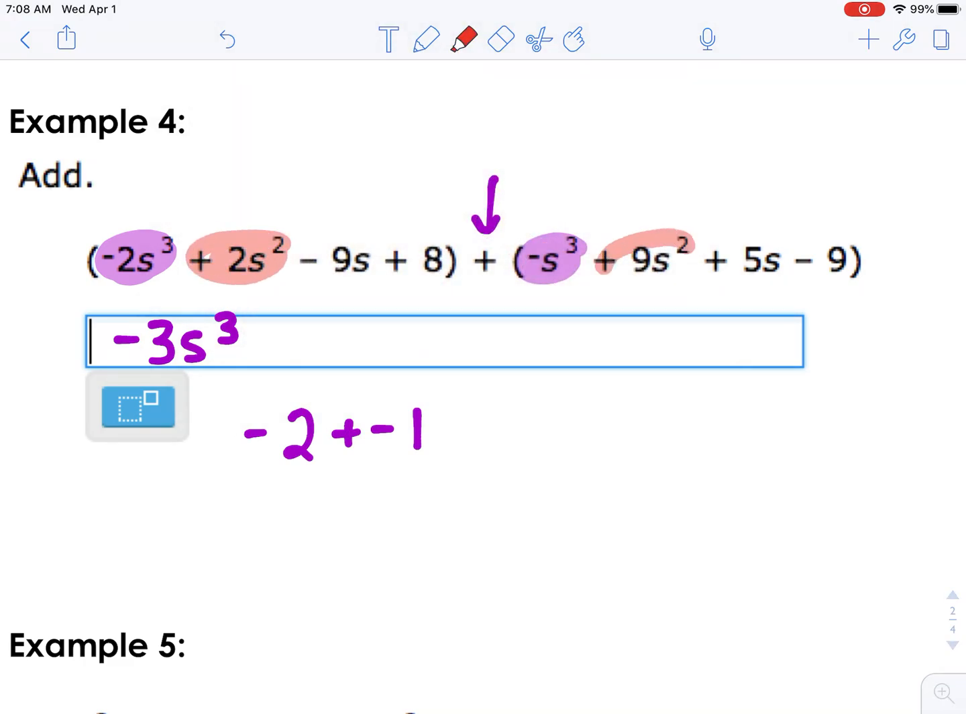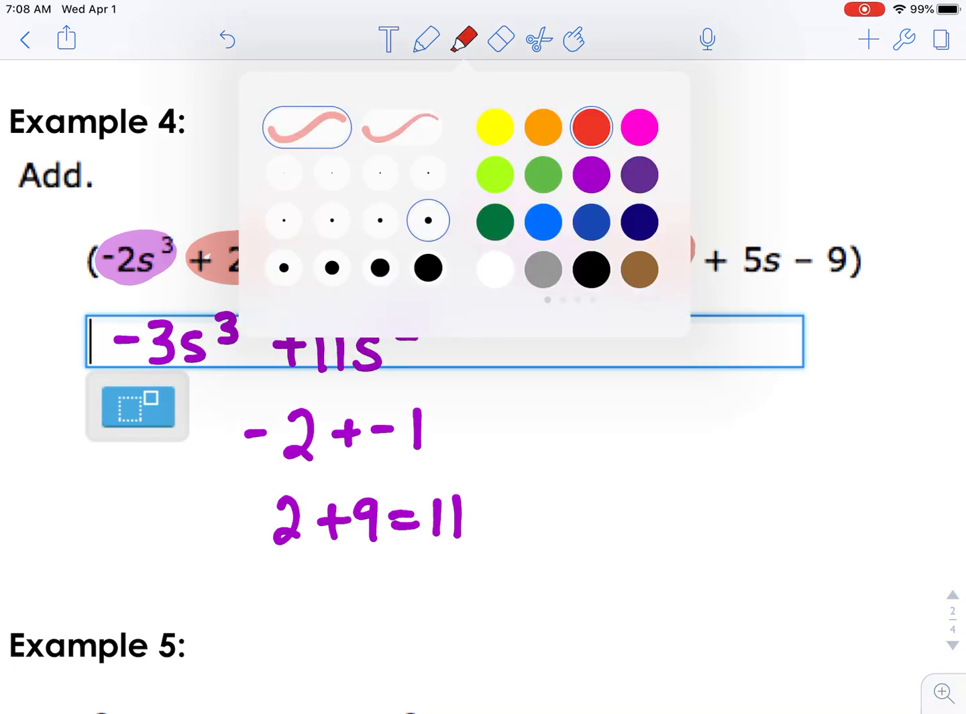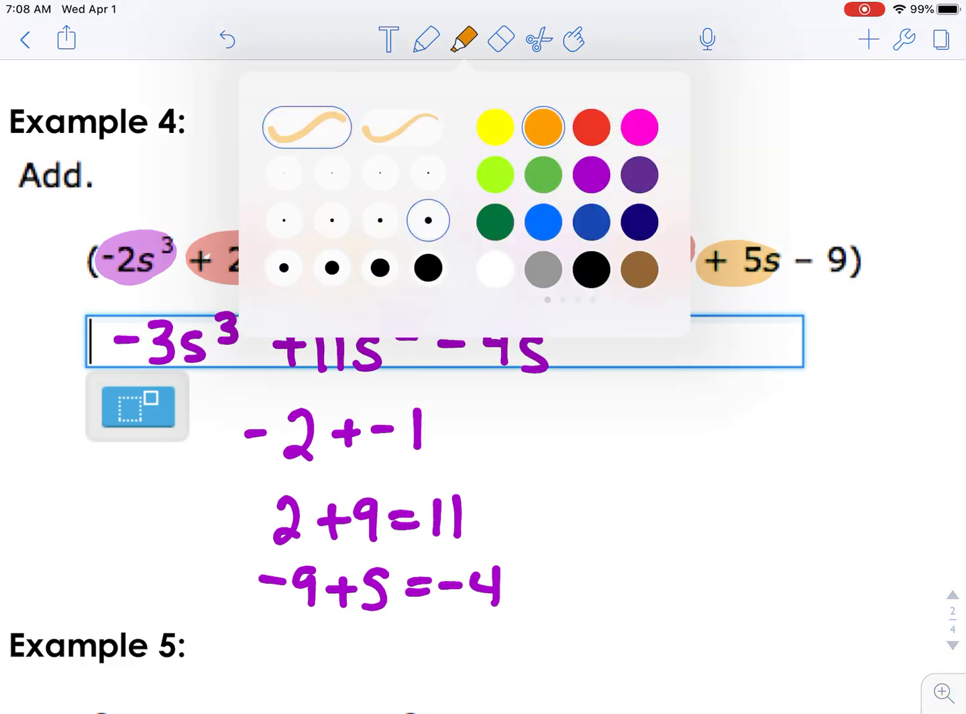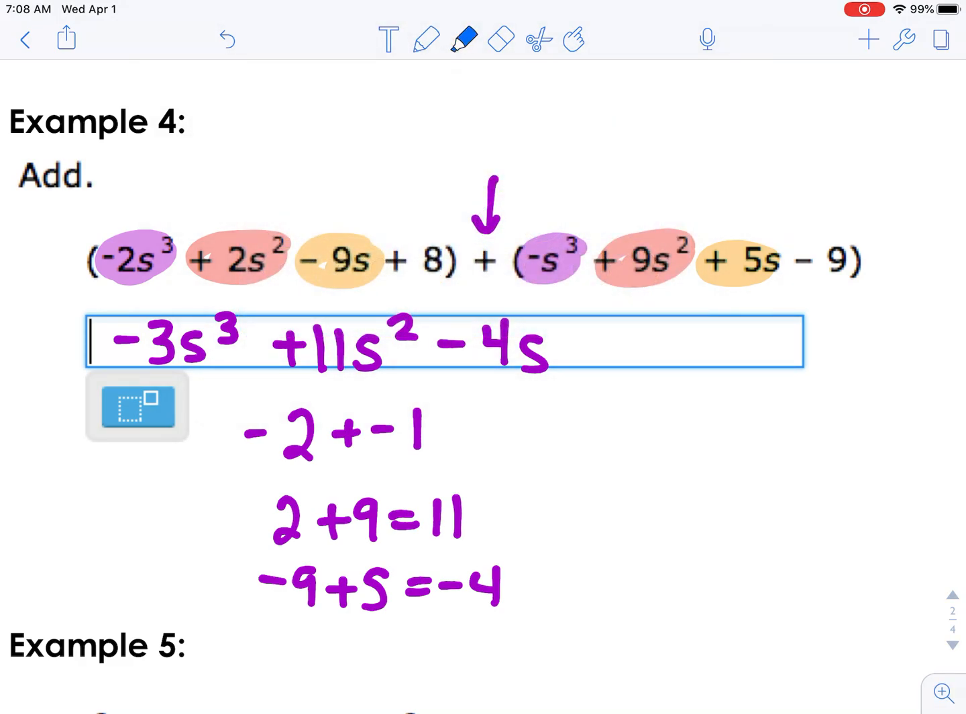Then we have 2s squared plus 9s squared, and 2 plus 9 is 11, so 11s squared. Please make sure you keep the variable and exponent the same. And the next one, we have -9 plus 5, which is -4. So you write it as just a -4s. Please do not do plus a negative, just write -4s. And then lastly, 8 plus a -9 is -1, and we'll write our -1.